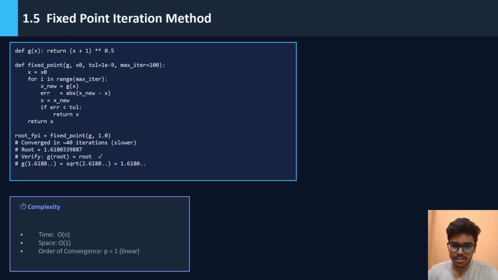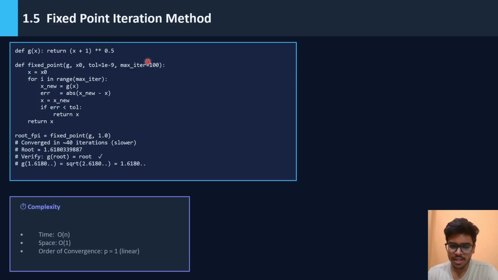Fixed point iteration method. This method solves equations in the form x equals g of x. In this code, we define g of x equals the square root of x plus 1. Then, inside the fixed point function, we start with an initial guess x0. In every iteration, a new value is calculated using x new equals g of x.